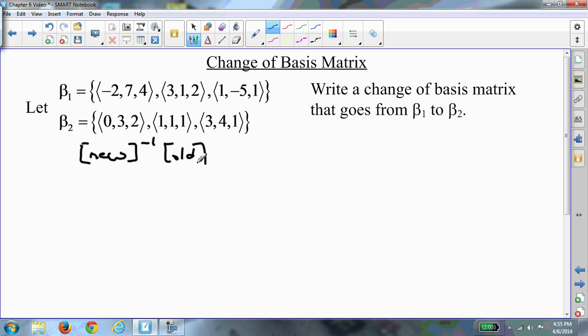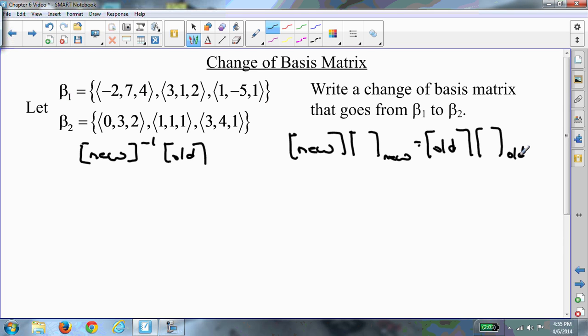And if I remember correctly, the idea here was basically if you had a new system and then you had your vector relative to the new coordinate system, this should equal your old vector relative to the old basis coordinates. So if I were to solve this for the new vector, it would basically equal the new basis inverse times the old basis times your old coordinates. And so there's our change of basis matrix.